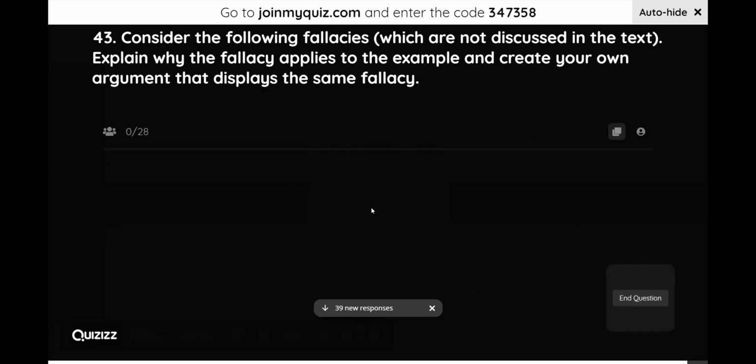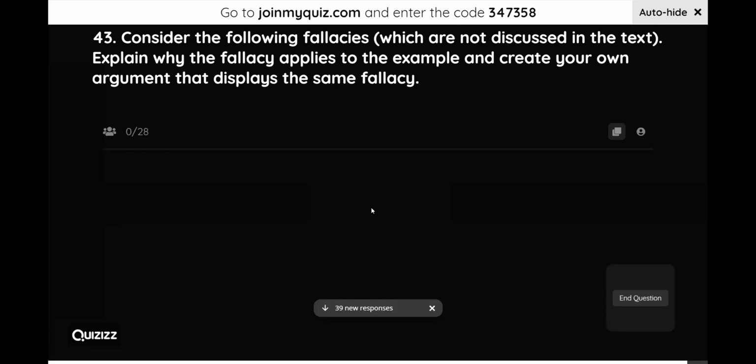Consider the following fallacies which are not discussed in your text. Explain why the fallacy applies to the example and create your own argument that displays the same fallacy. Who does it say it? It cuts it off on the screen. I don't like that. It says the slippery slope fallacy has this form. Premise: X has occurred and is related to Y. Conclusion: Y will inevitably occur.